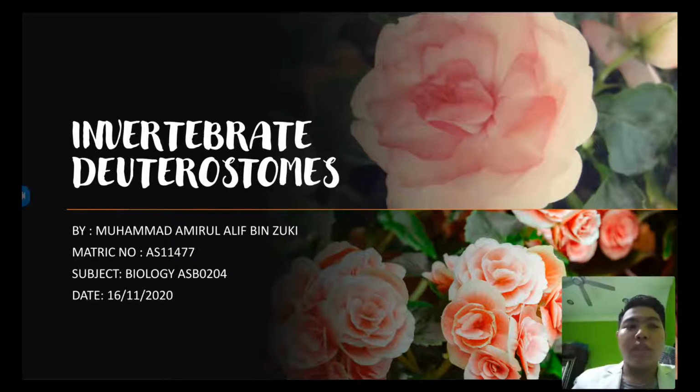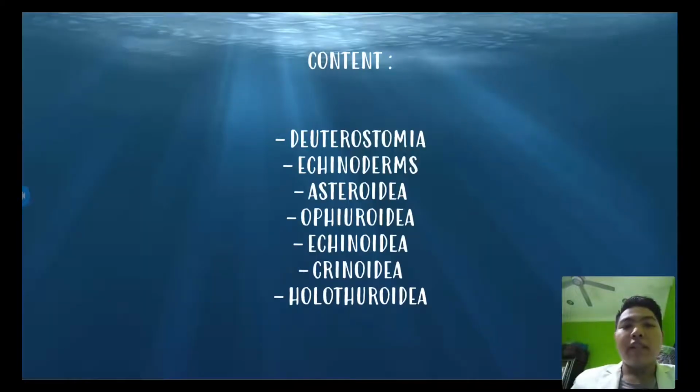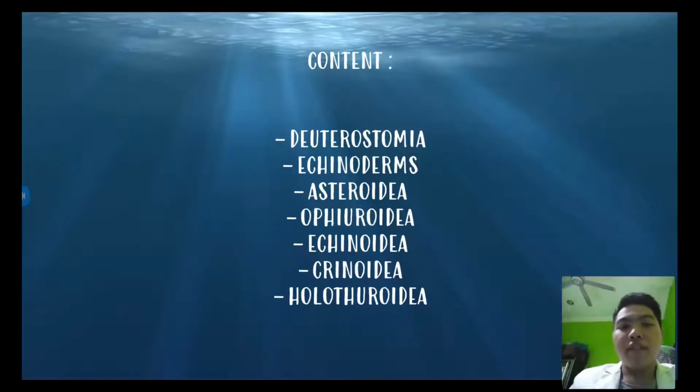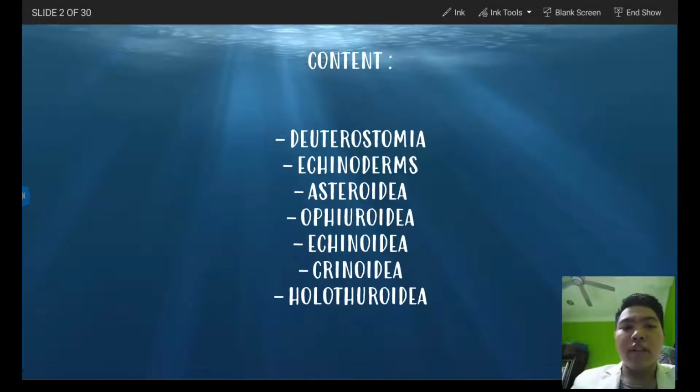So the topic of my presentation today is invertebrate deuterostome. Okay. So this is the content of my presentation today. First is the deuterostomia. Second is echinodermata. Under echinoderms, there are 5 classes, which are Asteroidea, Ophiuroidea, Echinoidea, Crinoidea, and lastly Holothuroidea.